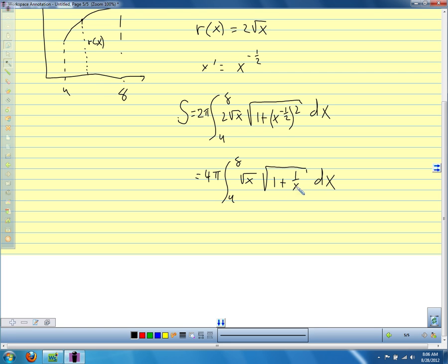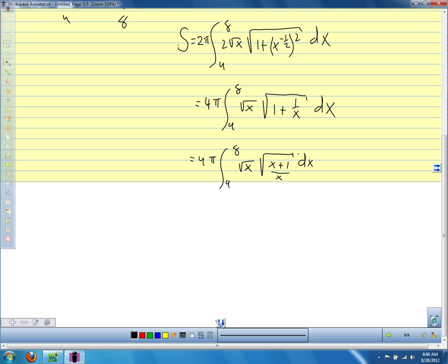I'm going to find a common denominator here and add these two inside the radical. So this is 4 pi, integral from 4 to 8, square root of x, and inside my radical I get x plus 1 over x dx. Now does anyone see what we can do? We're almost home. How can I rewrite this radical?